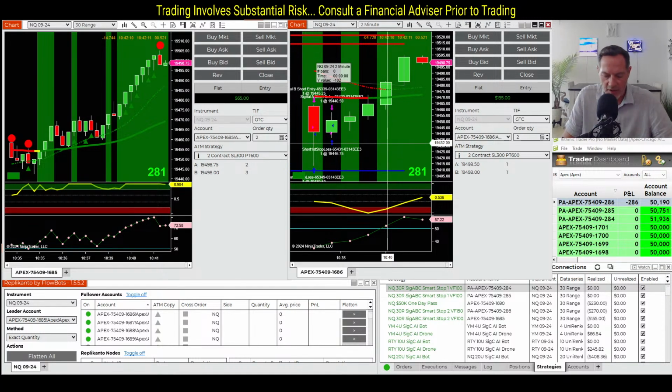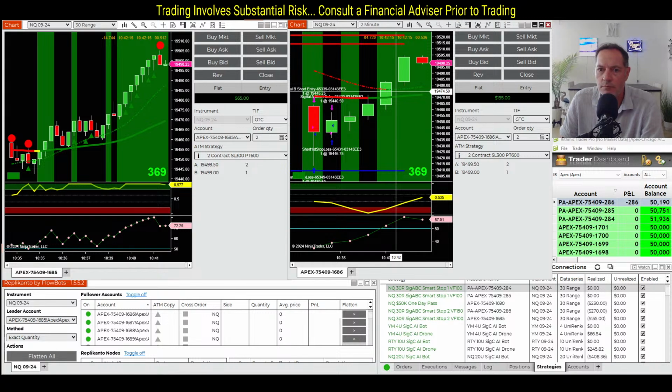There's a 100 tick candle right there. We got a good enough move to play now. I'll take a quick break. I'll be right back. Keep your eye on this for me.